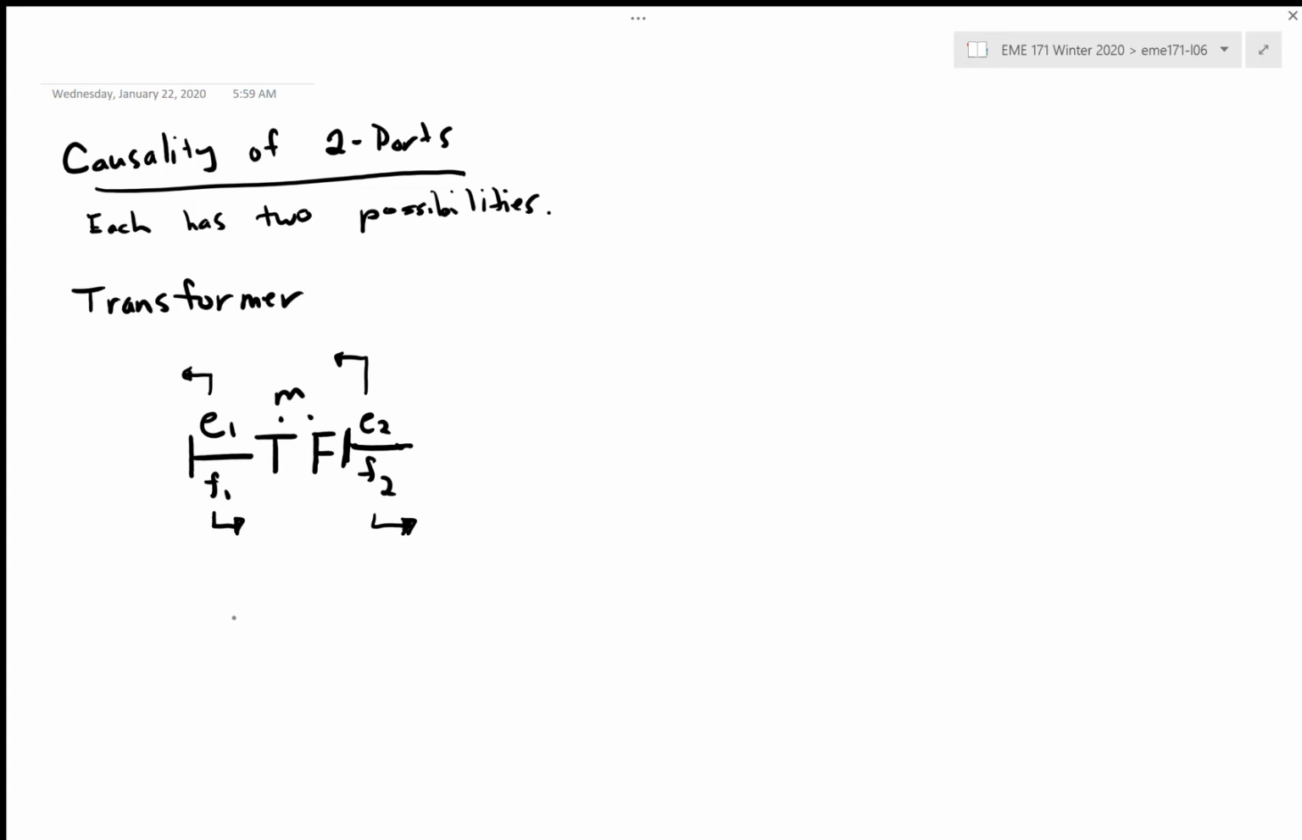So this is one possibility for the transformer. The equations then we would write as our effort 1 is an output of the transformer. So then we have our constitutive law such that the E2 is the input. And then similarly, we would write that F2 is an output with F1 as an input. So these are inputs to the transformer, and these are our outputs.